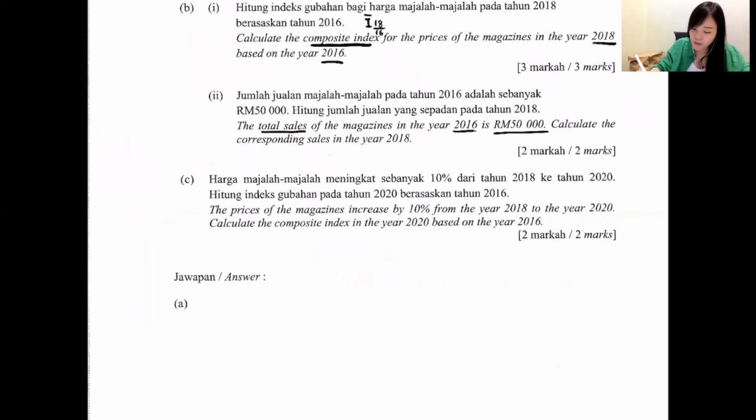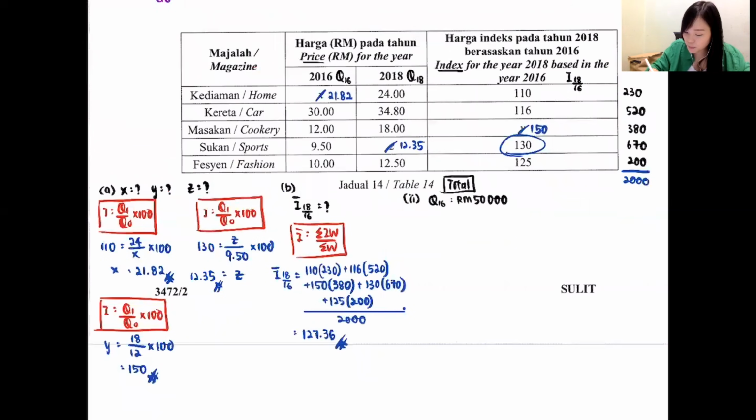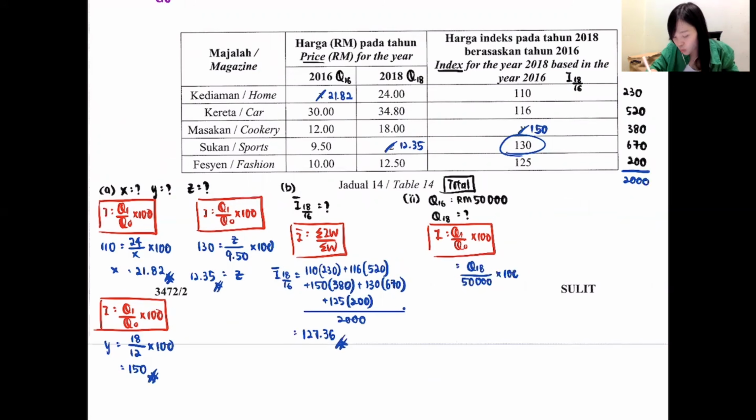So next they say what? Calculate the sales in the year 2018. So guys, you want to find the price for the year 2018. Isn't it Q18? As what I mentioned before, only the first formula involves Q. So every single time they ask for Q, you can only use the first formula. And all I need to do is sub. So Q18 on top, Q16 at the bottom, and times 100.